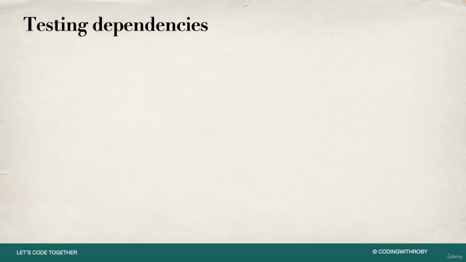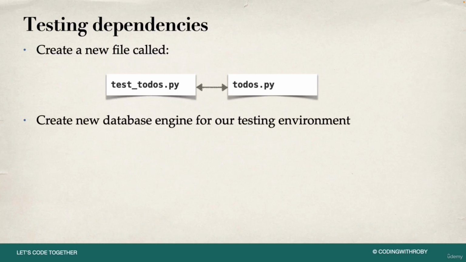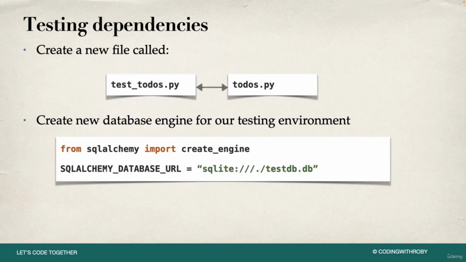So how are we going to create these dependencies for our test? Well, we need to create a new file called test_todos.py, which is going to be testing our todos.py file. We then want to create a new database engine for our testing environment. So we can do this by saying from sqlalchemy import create_engine. And then we want to say SQLALCHEMY_DATABASE_URL equals a SQLite database that we're going to call testdb.db. Now, I really want to make this clear.